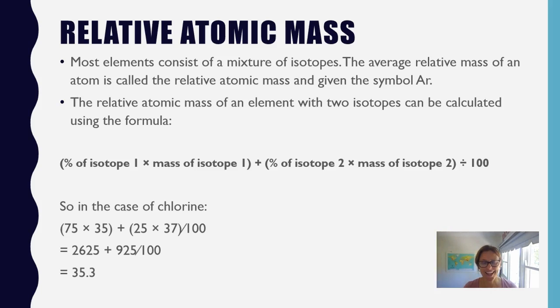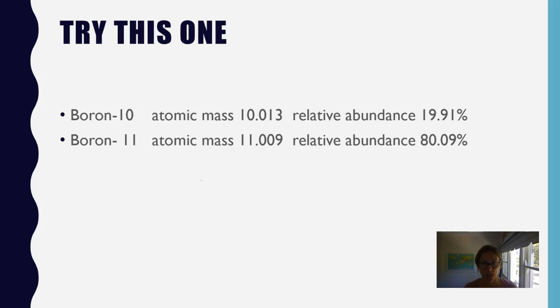Press equals first, and then we divide it by 100, and we will get a relative atomic mass of about 35.3. And again, those numbers here are rounded. On the periodic table, if we were using the correct relative abundance, you'd notice it was probably around that 35.45. So let's have a go at a couple together.